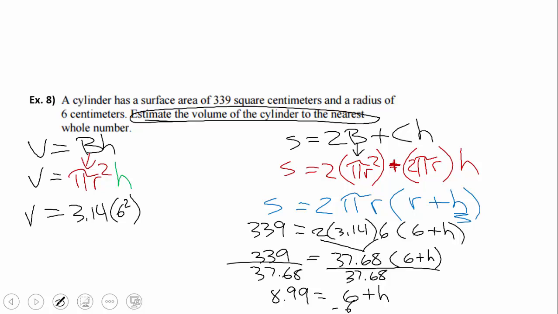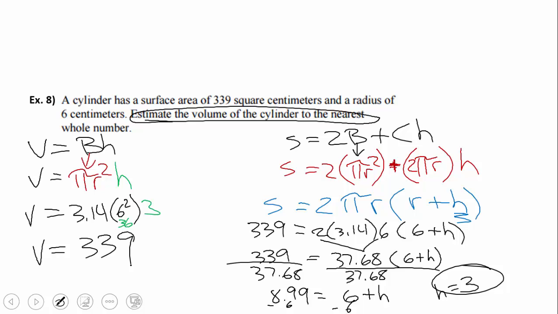Now we have to subtract the 6. 8.99, I'm going to call that 9. And so 9 minus 6, that means the height is 3. So now I take that and I come over here and put the height of 3. And now I just do my math. 3.14 times 36 times 3, because 6 squared is 36. I get my volume is 339. Well, it actually comes out to 339.12. But since we're rounding to the nearest whole number, 339 cubed.